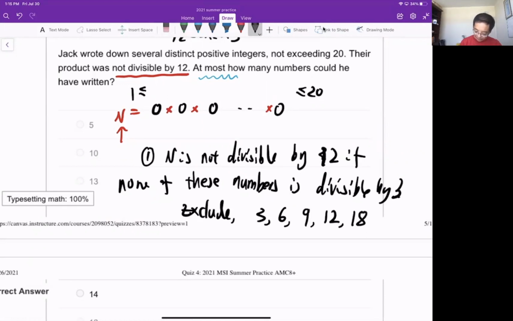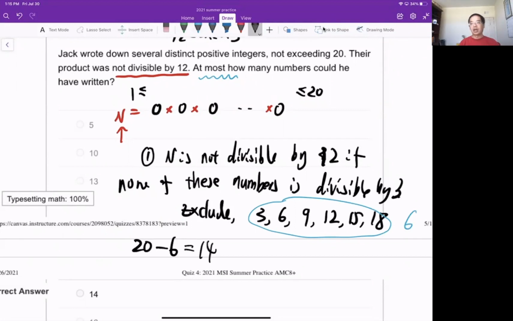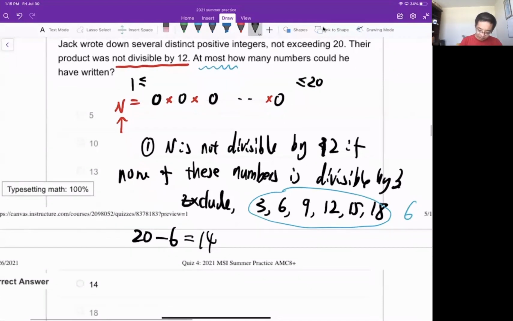So, okay, there's a 15 here, right? 15 and 18, right? So we have 6 numbers here. So let's remove the 6, okay? So then we have 20 minus 6 is 14. So the point is, at least we can choose 14 numbers, and they do not include a multiple of 3, and it satisfies what we need, right? So 14 is okay. It satisfies the requirement.